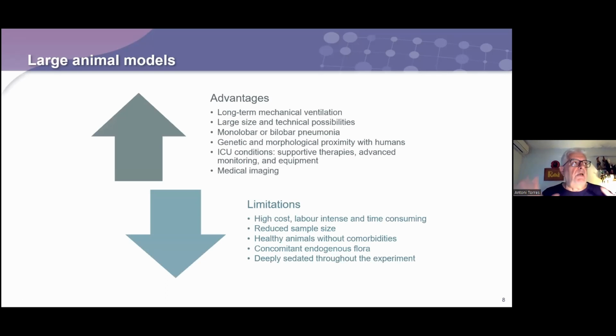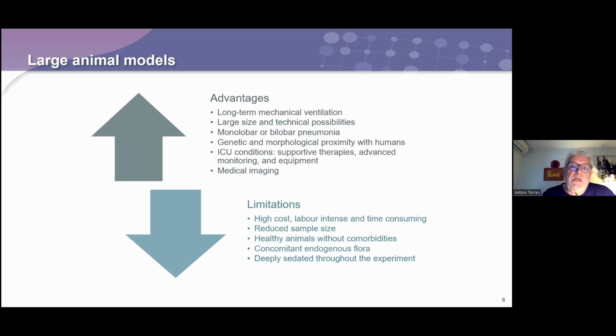So with this type of model, the challenge via the oropharynx, we then studied several issues in pneumonia. Well, the advantages of big animals, long-term mechanically ventilated, is that we can do studies in 4 or 5 days. The animals have larger size and technical possibilities. We can study monolobar versus bilobar or bilateral pneumonia. The genetics is closer to humans, and we can reproduce the ICU conditions, and we can perform medical imaging.